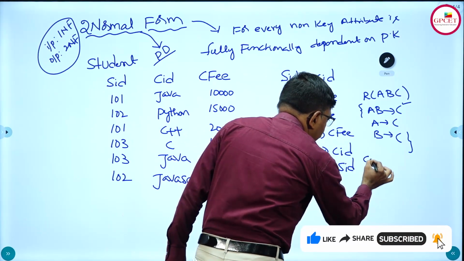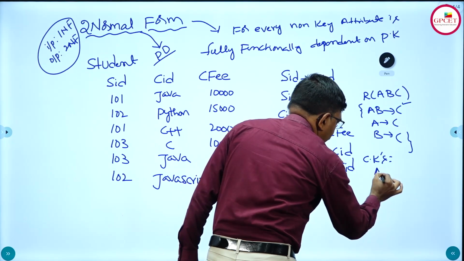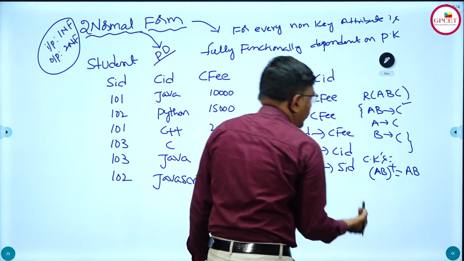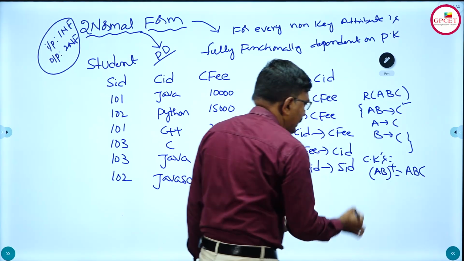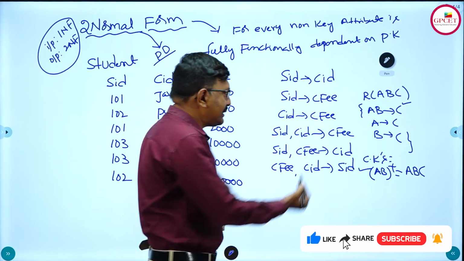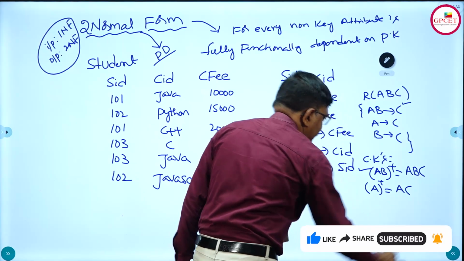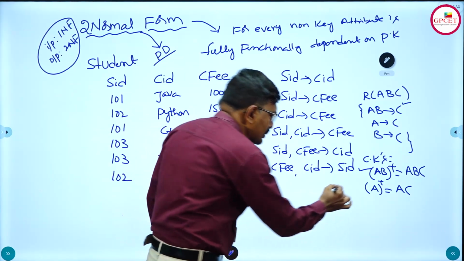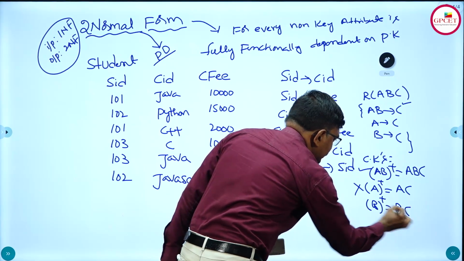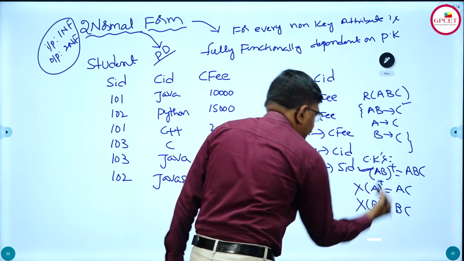First, we find the candidate keys. What is the AB closure? AB derives C, so we can get the original relation. That's why AB is a candidate key. Whereas the A closure is A and C, so A is not a key. And the B closure is B and C, so B is not a candidate key. That's why AB is the candidate key.